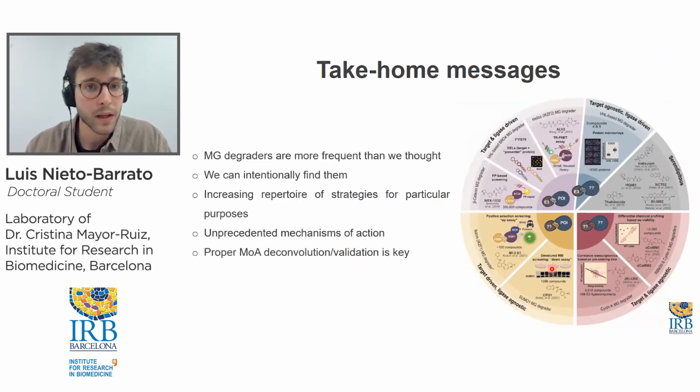This is the end of my presentation. I just want to give some take-home messages. So we've seen that molecular glue degraders are more frequent than we thought, and that we can find them in a rational way. We just need to look for them.